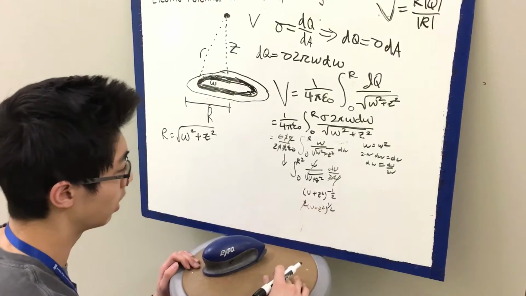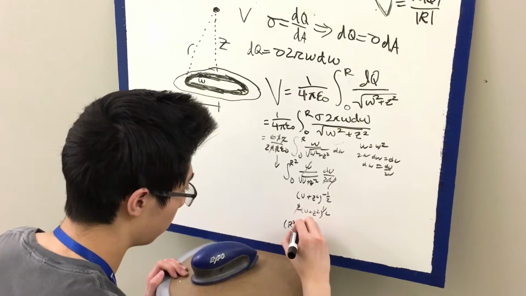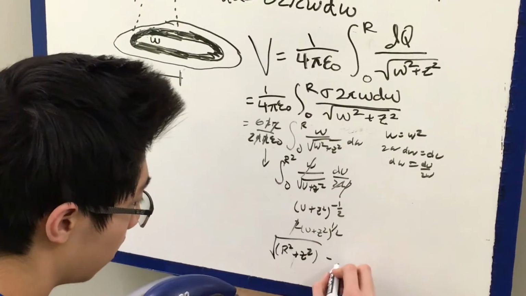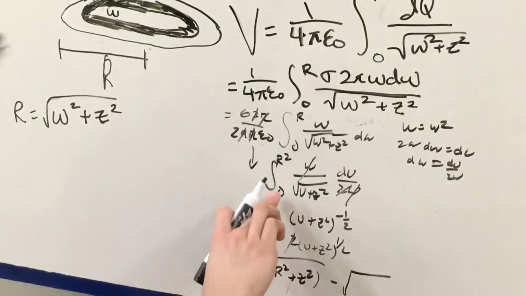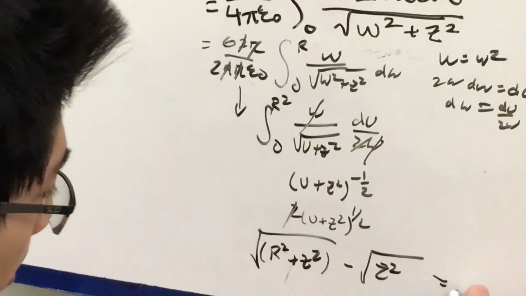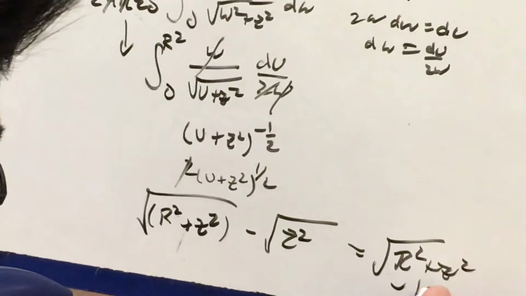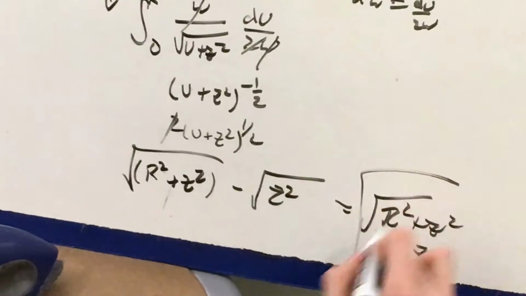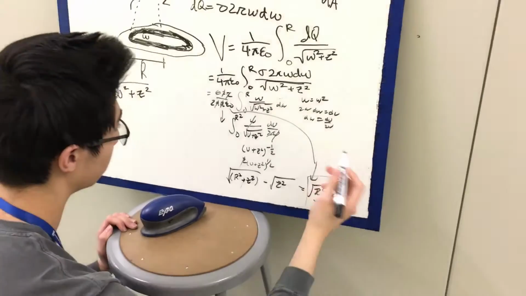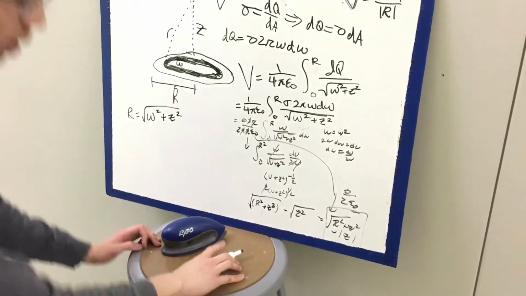In the end, we're left with the square root of r squared plus z squared, minus the square root of what we get when we plug in 0, which is z squared. This equals the square root of r squared plus z squared minus the absolute value of z, and then times the constant that we have. And that would be our electric potential.